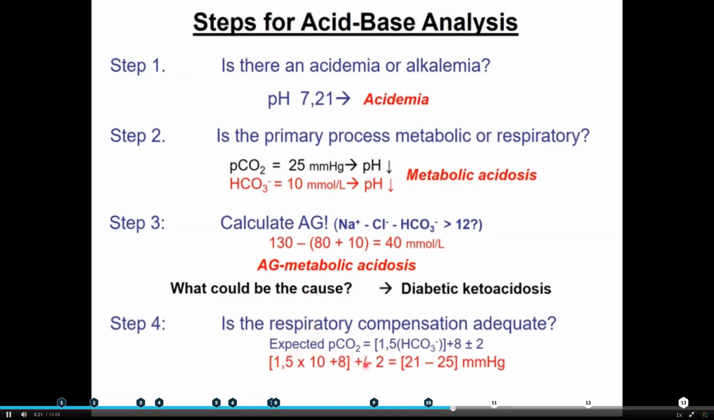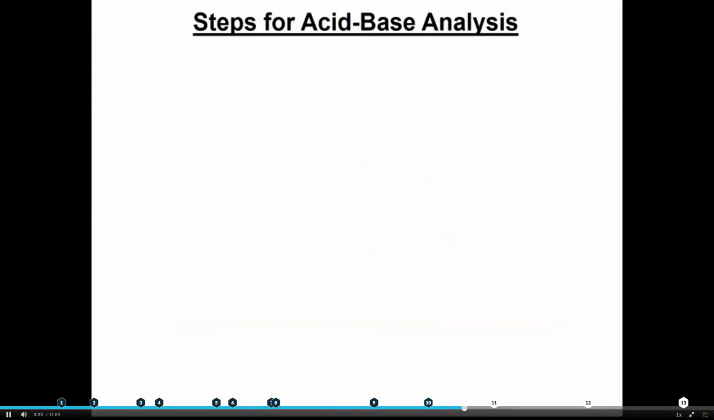The expected one ranges between 21 and 25 millimeters of mercury, and she has 25, so she does not have any other respiratory disturbance. She has a normal compensation.